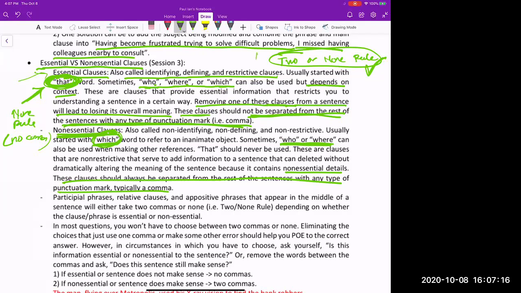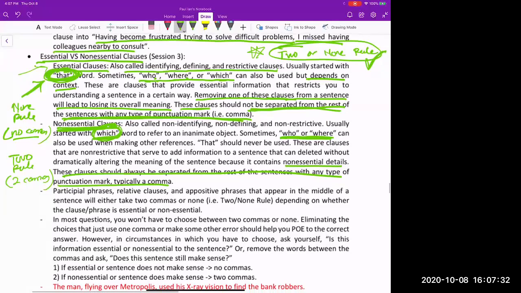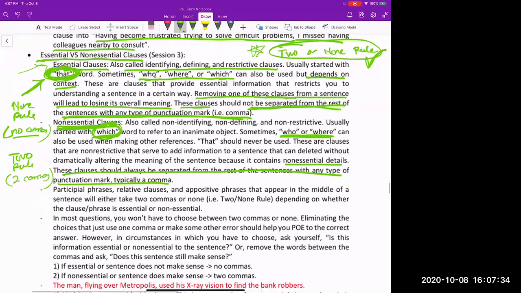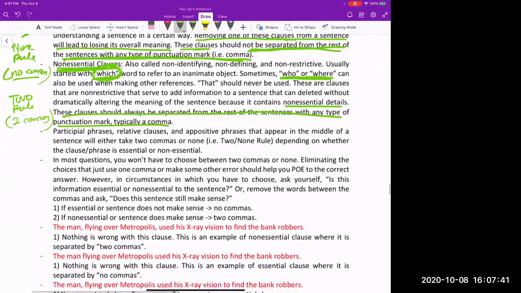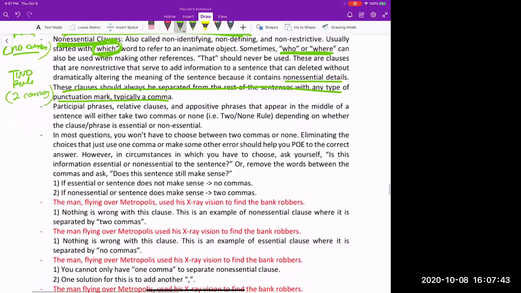So this is the two-or-none rule. The essential one is no comma, the none rule. The non-essential one is two commas; it's separated by two commas. So none is with essential, and two commas is with non-essential. Let me clear that out.